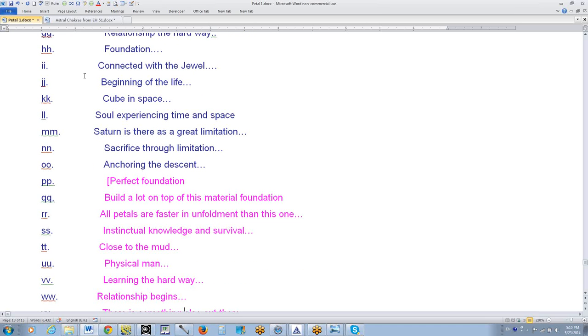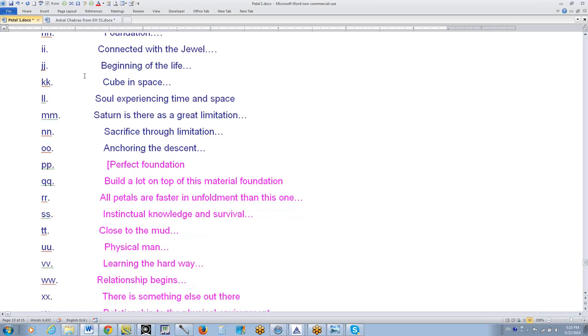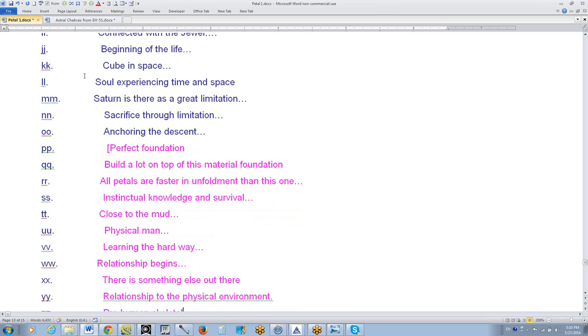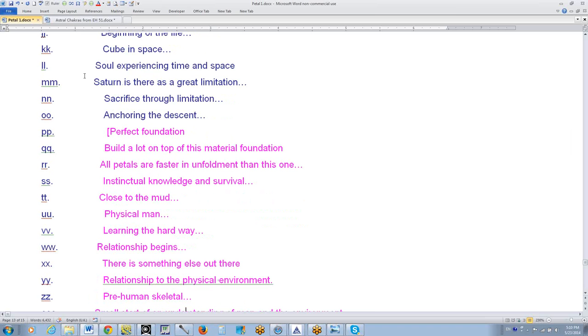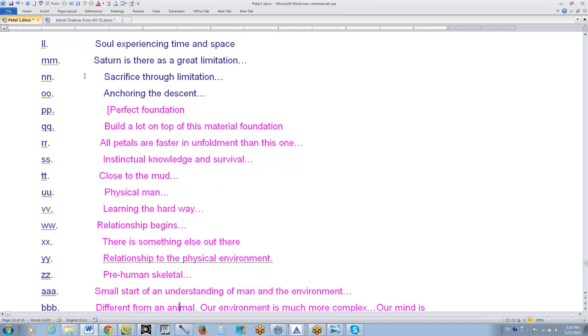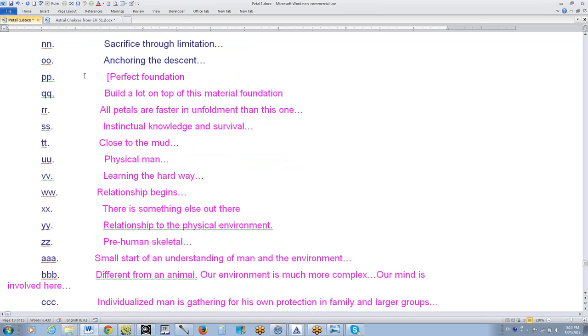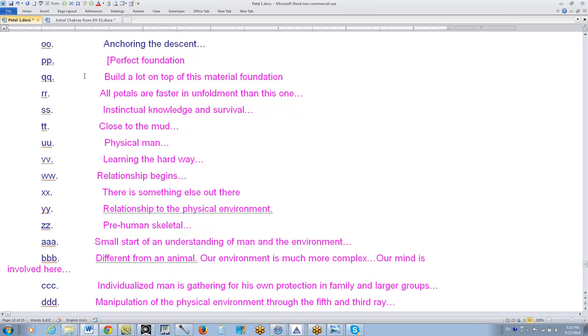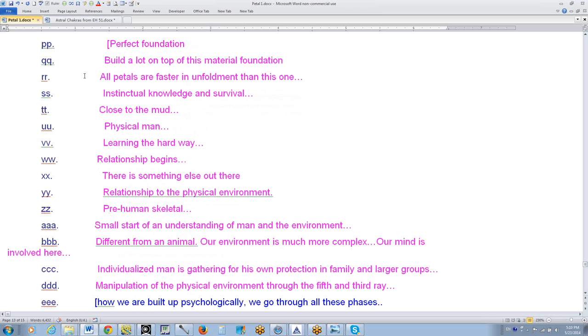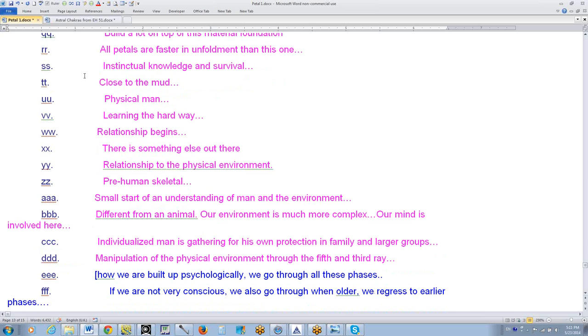It's the beginning of life. It's the cube in space. It's Mars. The soul is now, the projected soul is experiencing time and space. Saturn limits. There's sacrifice because of limitation. We have to get our material foundation straight. All the petals unfold more quickly than this one. It's the slowest petal to unfold and takes the longest time. We're very close to the mud. We are physical man learning the hard way.